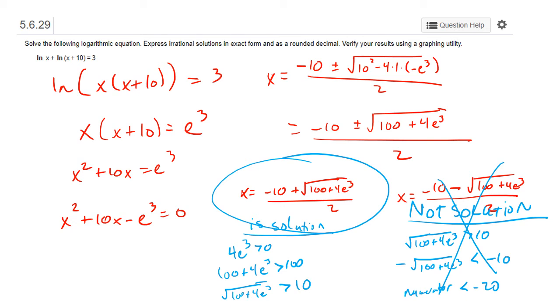However, in this problem, we are instructed to express solutions in exact form, there it is, and as a rounded decimal. So if I quickly pull out a calculator and try to compute negative 10 plus the square root of 100 plus 4e cubed all over 2, about 13.61.